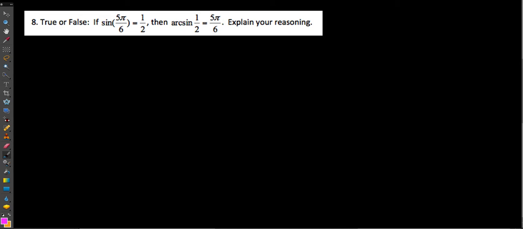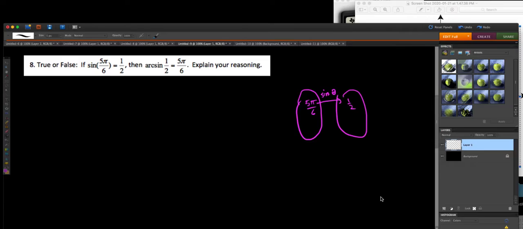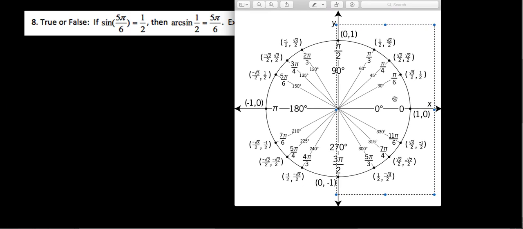So looking at this true or false, let's start with the first part. It says, if sine of 5 pi over 6 is equal to a half, then is the arcsine of a half equal to 5 pi over 6? This goes back to the heart of these relationships. If I have 5 pi over 6 and I take the sine of my angle, I get sine of 5 pi over 6, and that equals a half. That's easy to show. We can just look at our unit circle. 5 pi over 6 would be a pi over 6 short of 6 pi over 6, so you can see our sine value is indeed a half.